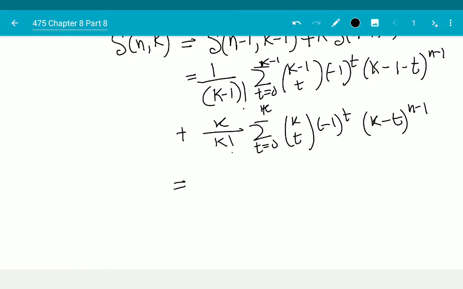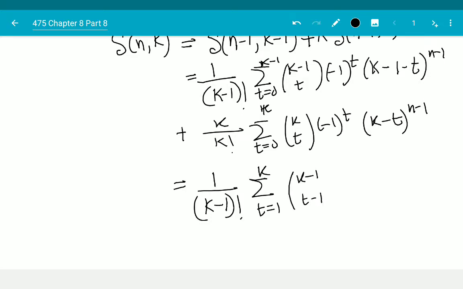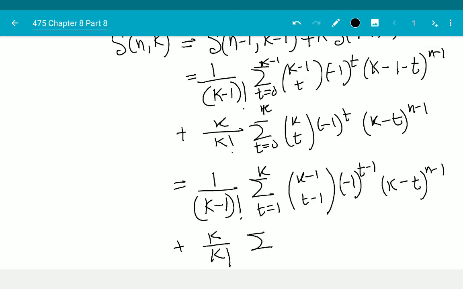What we're going to do is a change of variable. We say t' is equal to t plus 1. If I replace t by t plus 1, then when t is equal to 0, it becomes t is equal to 1, and the top value becomes k. This becomes (k - 1 choose t - 1), (-1)^(t-1), (k - t)^(n-1), plus k over k factorial, summation t = 0 to k minus 1, (k - 1 choose t), (-1)^t, (k - t)^(n-1), right?